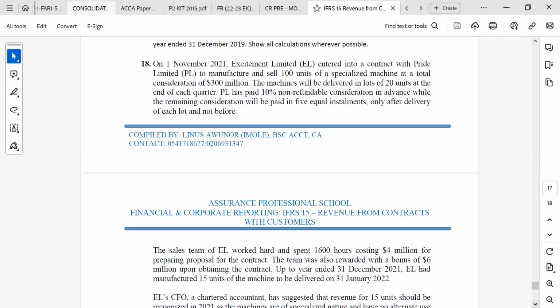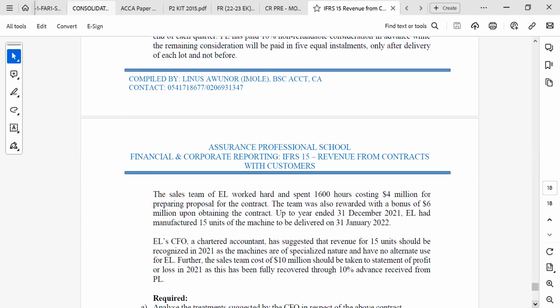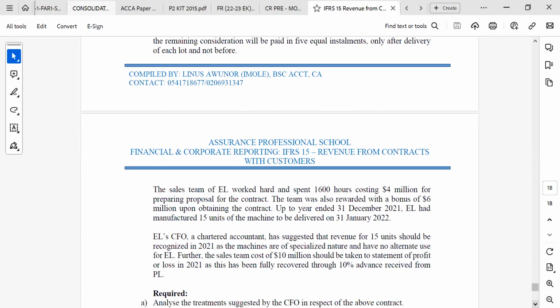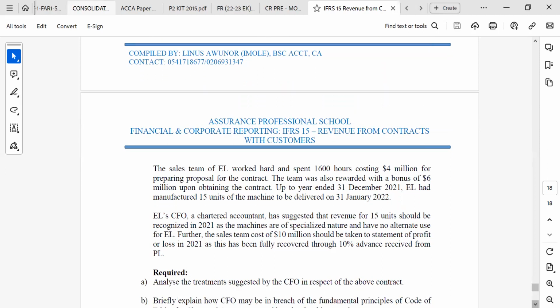EL's CFO, a chartered accountant, has suggested that revenue for 15 units should be recognized in 2021, as the machines are of specialized nature. And please, can you hear me? Yes, please.